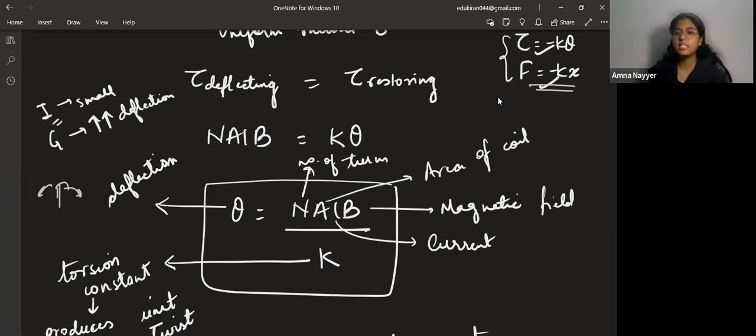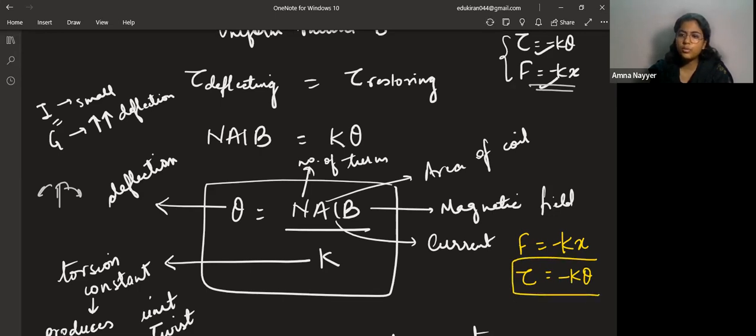This is the condition of SHM also. You must have heard that for linear SHM, we write F is equal to minus KX. For angular force, that is torque, we write it as minus K theta. So this is our restoring torque that is needed. Now when you equate NAIB with K theta, you get the value of the deflection, theta, which is NAIB divided by K. N is the number of turns, A is the area of the coil, B is the magnetic field, I is current, and K is the torsion constant. All these values will be given to you. You will just need to calculate deflection.